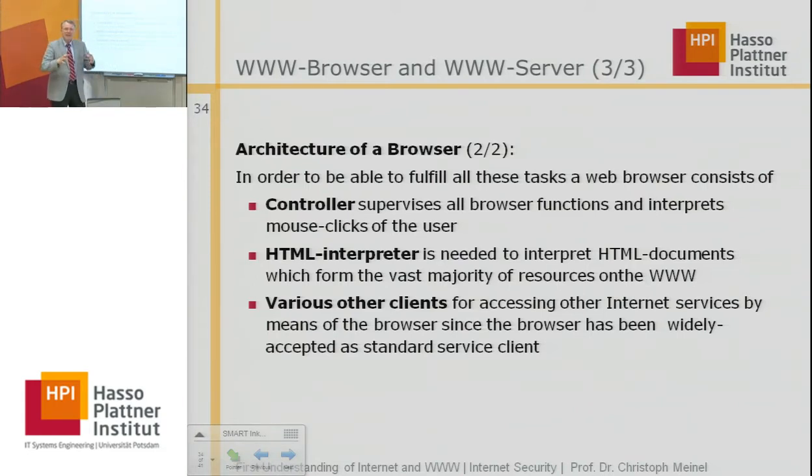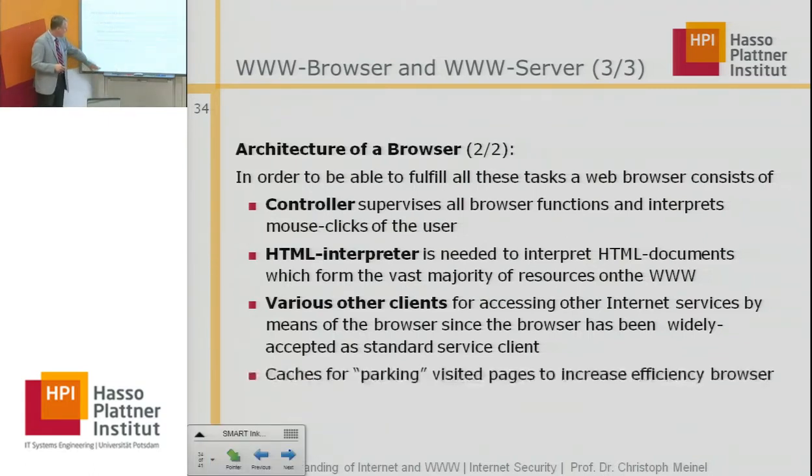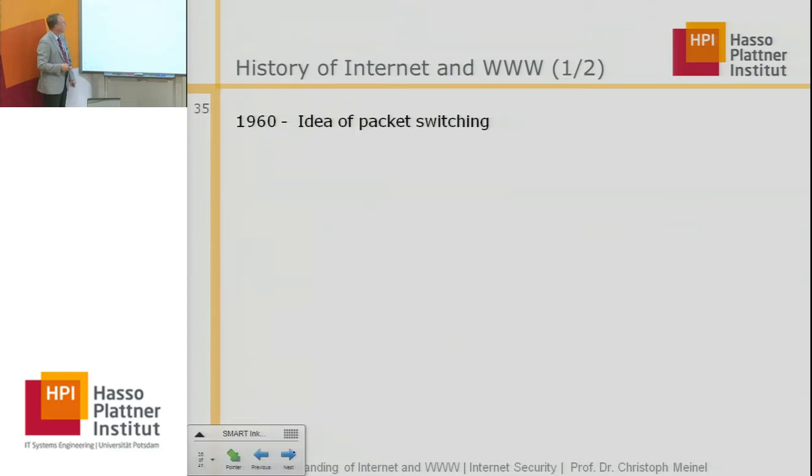Then, typically in recent browsers, there are various other clients involved. Other clients for accessing other internet services, for example, email service or others, because meanwhile the browser is widely accepted as a standard service client. And then browsers need to be able to react efficiently. They need caches for storing visited pages to increase efficiency, to decrease the waiting time for the user, to decrease the amount of data that is interchanged between the different computers on the internet.